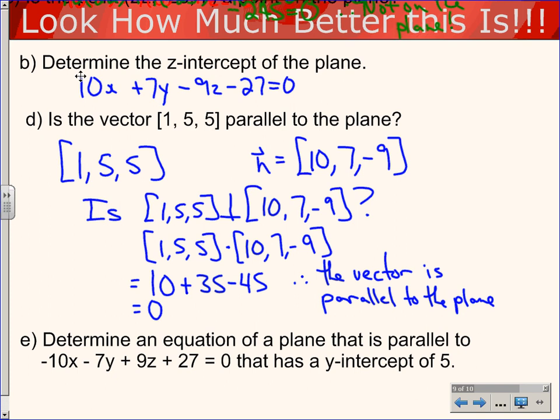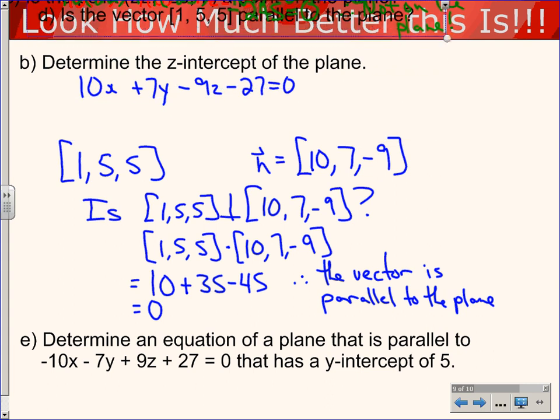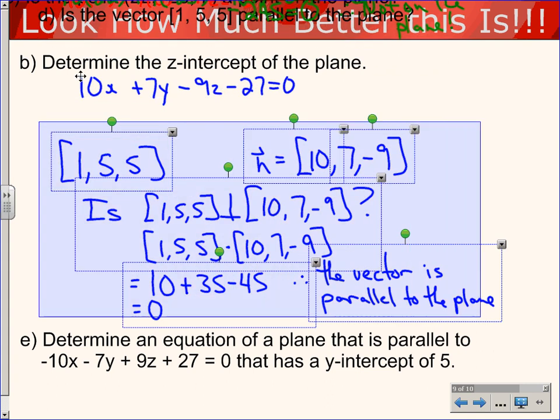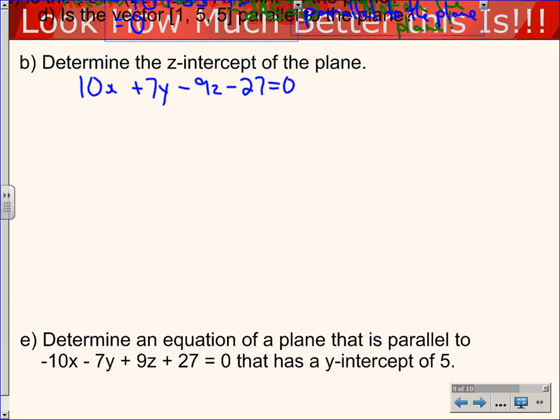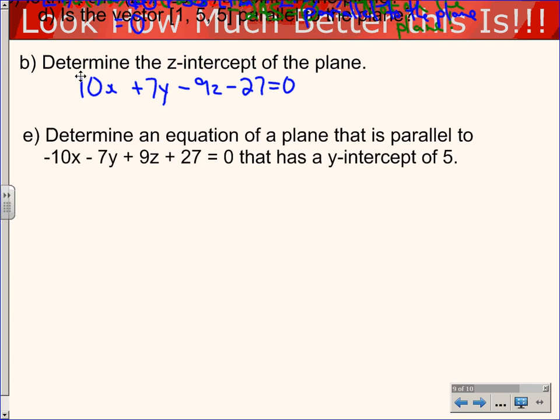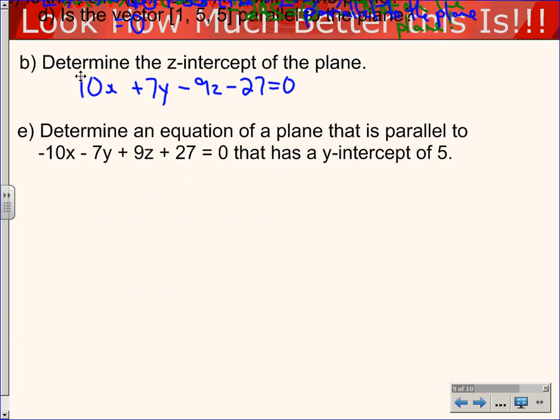Determine an equation of a plane that's parallel to the plane we're dealing with, but now it has a y-intercept of 5. So what does that mean if planes are going to be parallel to each other? Well, if we're thinking about how we did it last day, that means the direction vectors would be the same, and we need a new point, right? We need our new fixed point. If it's giving us a y-intercept, that's just a fancy way of giving us another point.